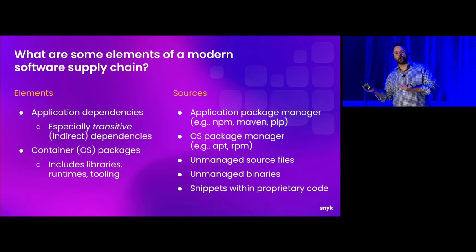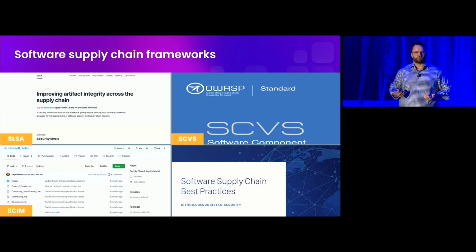Often they're coming from the OS package manager inside the container, the apt or the RPM. But there's also things like unmanaged source files that developers are downloading, sticking in a vendor folder. There's unmanaged binaries potentially getting copied into containers. And there's code snippets, right, around things like going to maybe Stack Exchange and finding a solution to a problem, cutting and pasting that into an application. So there's lots of different elements of the supply chain that require this recognition.